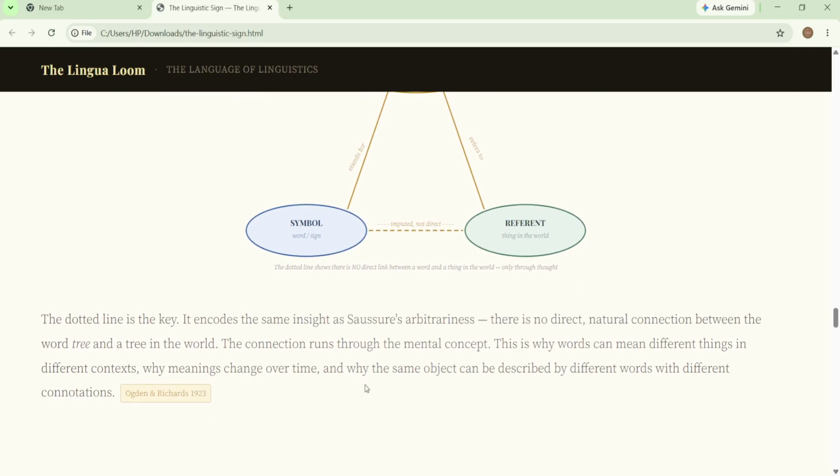The dotted line encodes Saussure's arbitrariness, which shows that there is no direct natural connection between the word "tree" and the tree in the real world. The connection runs through the mental concept. This is why words can mean different things in different contexts, why meaning changes over time, and why the same object can be described by different words with different connotations.